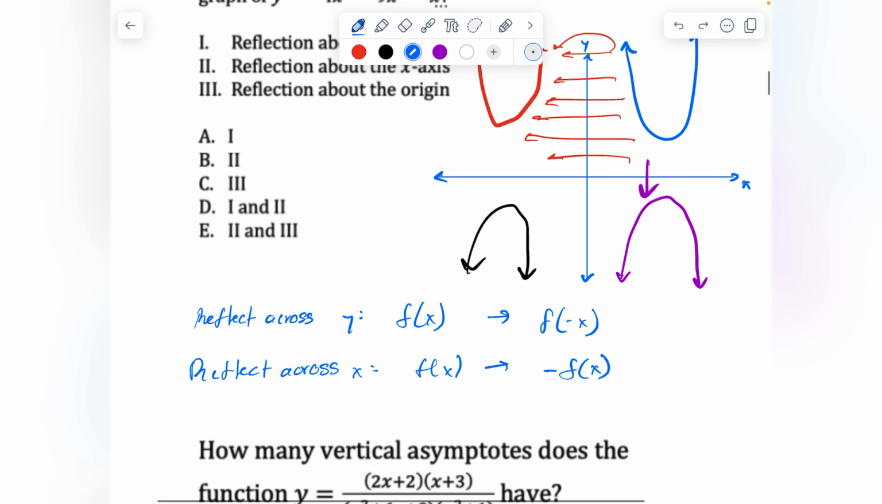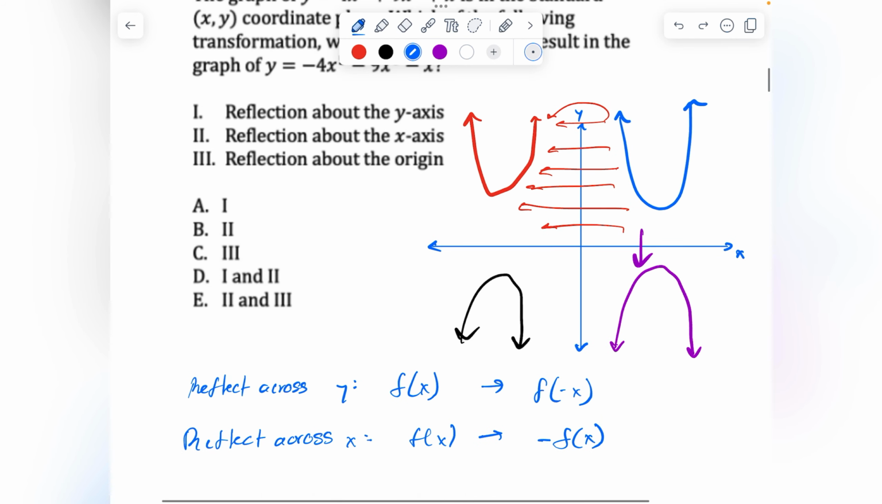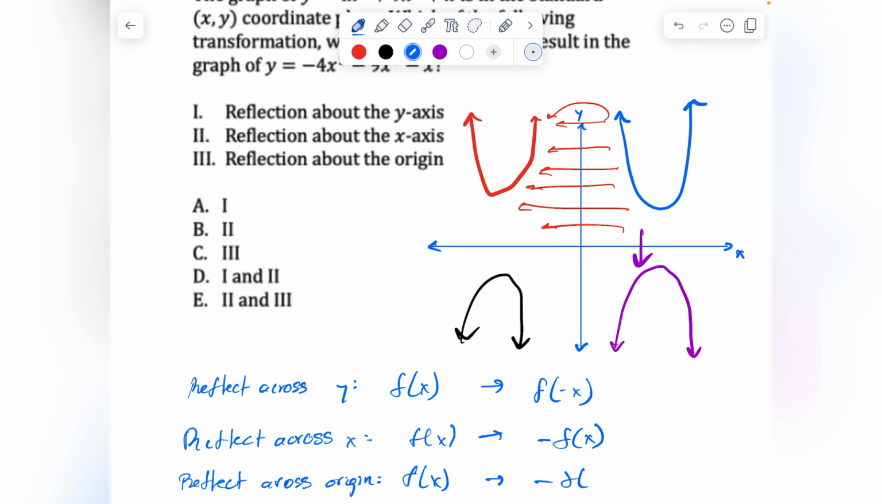Now the last one, reflect across origin. Remember what I showed you. When you reflect across origin, you're really just doing the x and then the y after, or the y and then the x after. So you're doing both. So you take your original function, f of x, and you do negative f of negative x. Again, it looks like it's really just a combination of these two, right? To get to there. All right, so again, let's just evaluate that now.